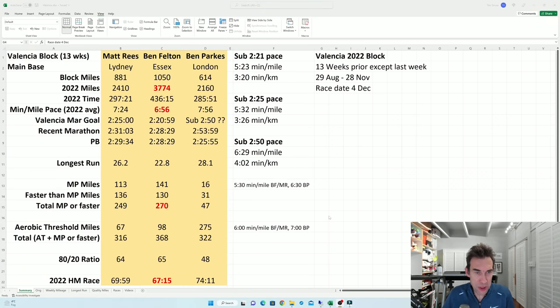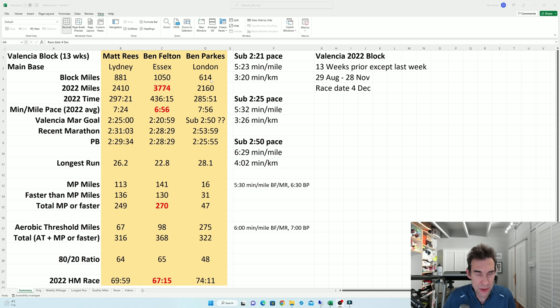So of course we need a spreadsheet to look at these things. What I've done is look at the 13 weeks apart from the last taper week prior to the race and looked at their mileages so we can do a comparison with Nick Bester and Matt Fawkes and Seth from last time. So we can see here that during this 13 week period, Ben Felton ran the most amount of miles at 1,050, Matt did 881 and Ben did 614.